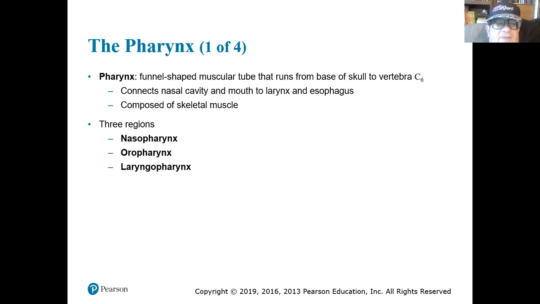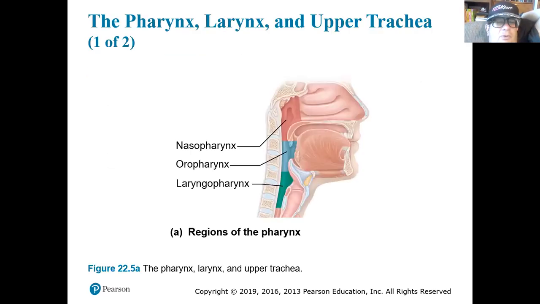All right, the pharynx is a funnel-shaped muscular tube. Runs from the base of the skull to vertebra C6. Connects the nasal cavity and mouth to the larynx and esophagus. Made out of skeletal muscle. We've already said there are three parts. The part in back of the nose is the nasopharynx. The part in back of the mouth is the oropharynx. The part in back of your larynx is the laryngopharynx. All good, straightforward.